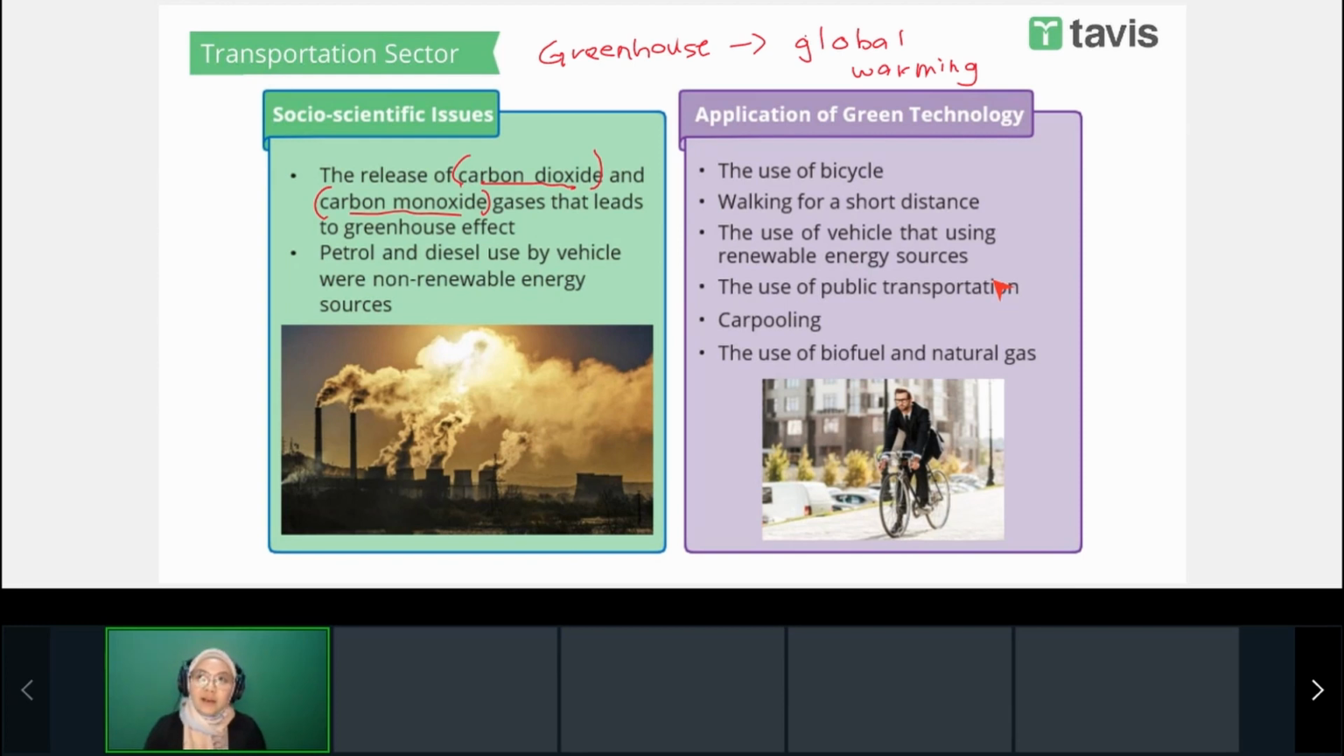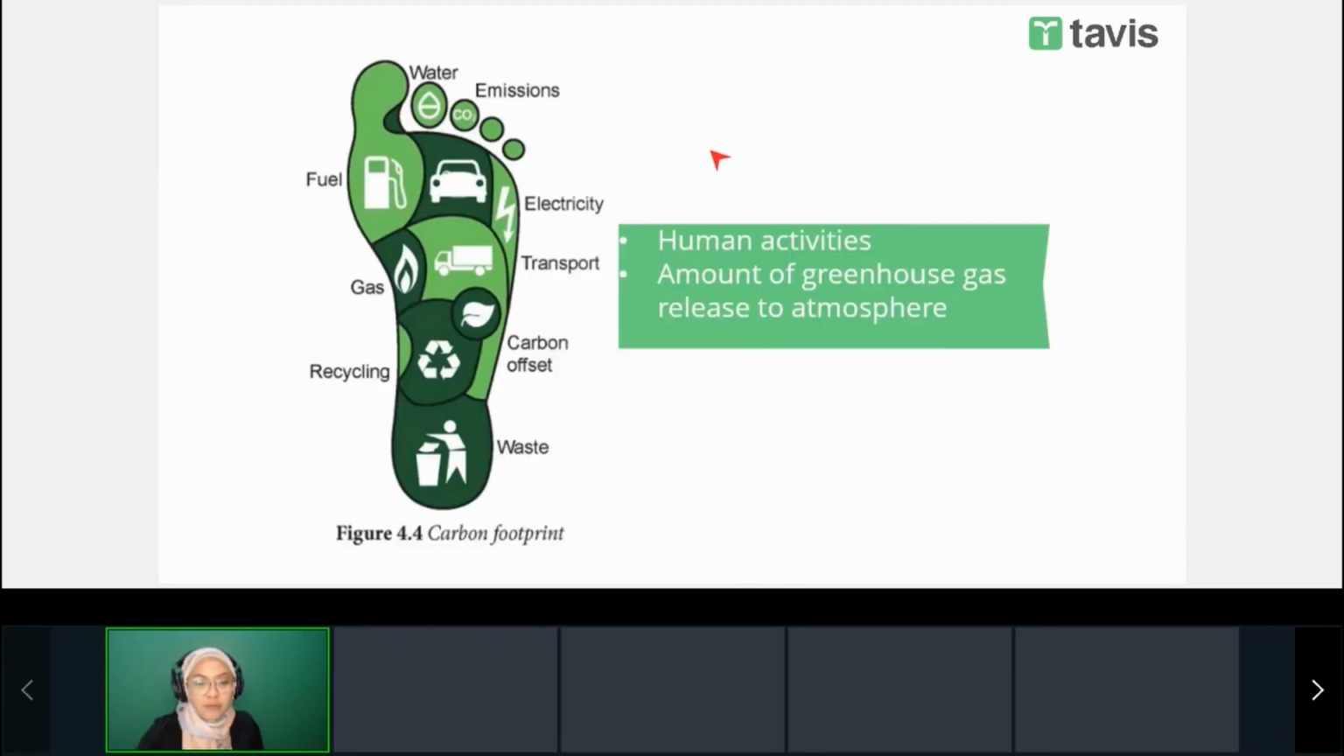In the Klang Valley area especially, we have lots of public transportation that we can use, such as the monorail and LRT. We also have public buses. Okay, carpooling. Let's say you want to go to school and your neighbors also go to the same school. Then you can go to school together, so you don't have to use two cars, only one car to go to the same place. And then the usage of biofuel and natural gases. Biofuel such as biodiesel, I explained before.